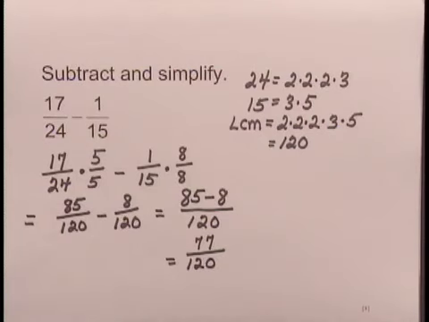So this cannot be simplified, and 77 over 120 is the simplified answer to the problem.